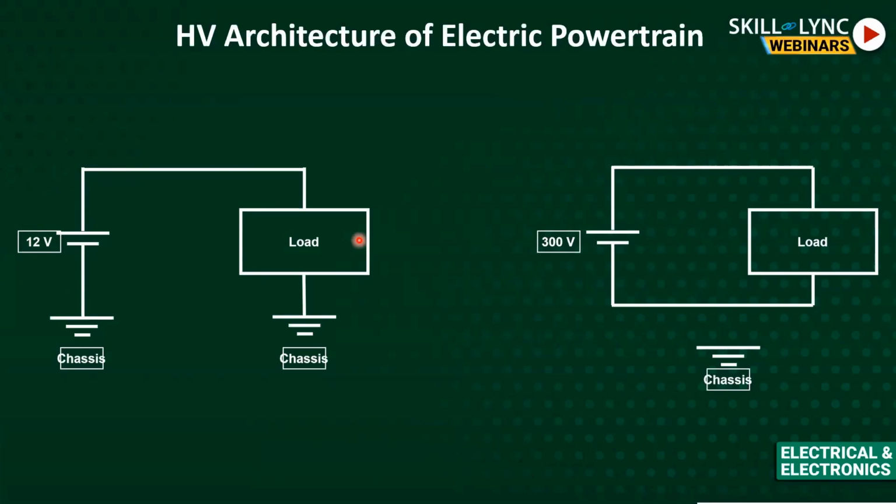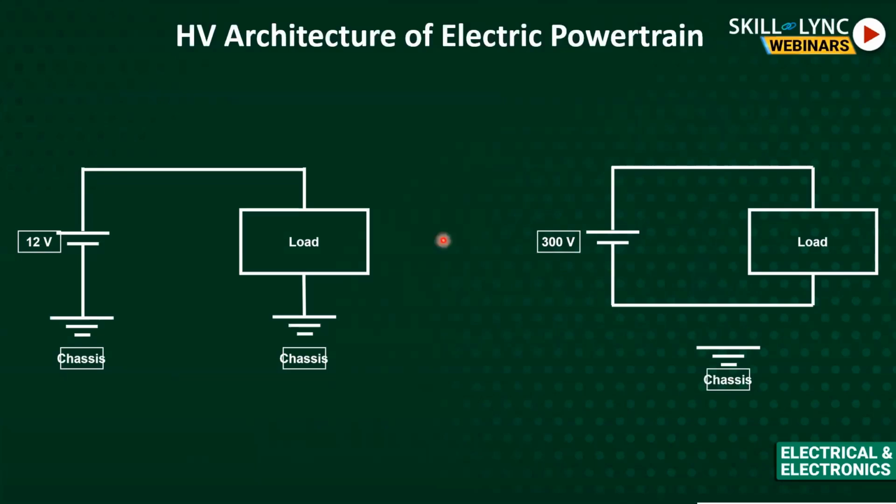But when I am switching from low voltage architecture to high voltage architecture, I need to isolate both positive and negative from the chassis, because if there is a single insulation breakdown between the positive and the chassis, it would cause a short circuit on this battery. But here, even if there is a base insulation breakdown between either positive and chassis or negative and chassis, that won't cause any short circuit. The short circuit happens only when the insulation breaks down both between positive and chassis and between negative and chassis.